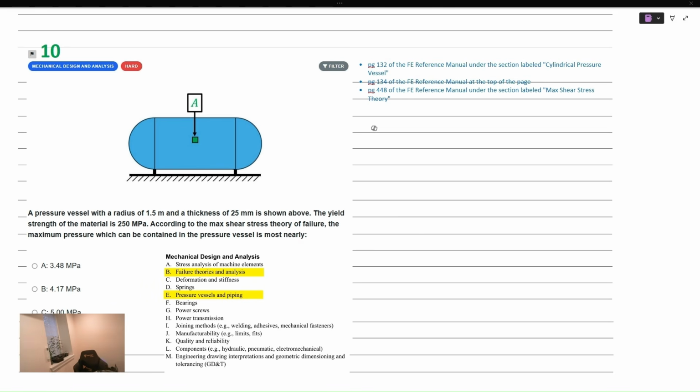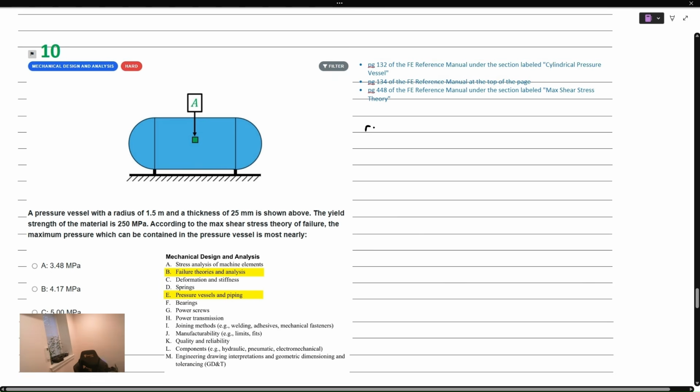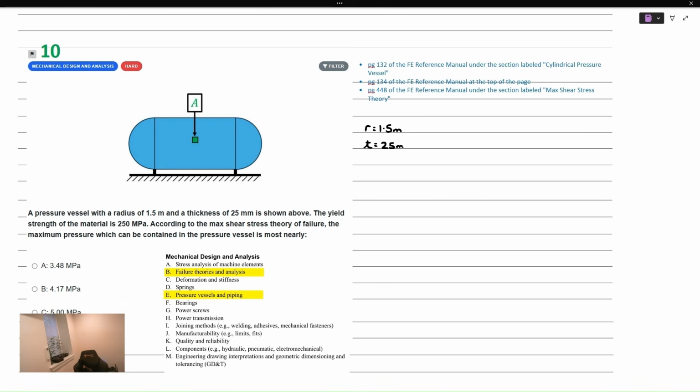In this problem here, we have a pressure vessel with a radius R equal to 1.5 meters, a thickness T equal to 25 millimeters or 0.025 meters. The yield strength is equal to 250 megapascals. According to the maximum shear stress theory of failure, the maximum pressure which can be contained in the pressure vessel is most nearly. So we're looking for the pressure here.